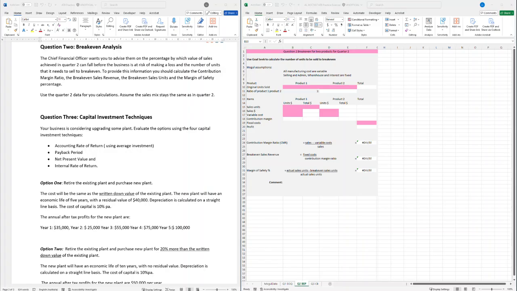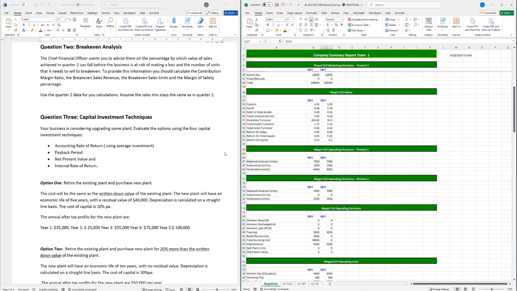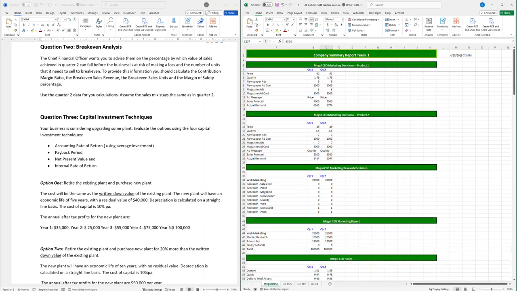So obviously, we will go to our Mogul data first. Then we'll find the sales figure. The sales figure in Mogul is generally in the top sections. So, actual demand. Demand for product one is 5774. Let's use another color. Product two is 5044. So we'll copy these two actual demand figures in here.